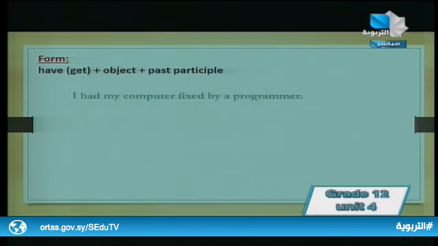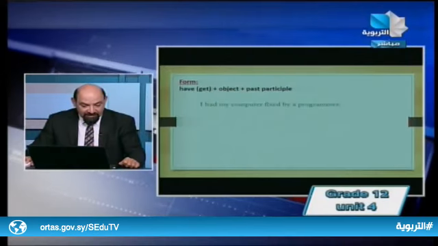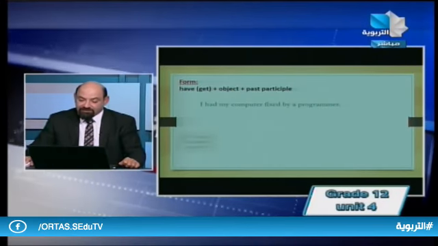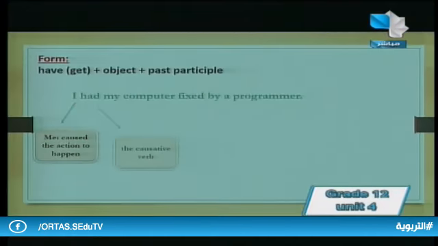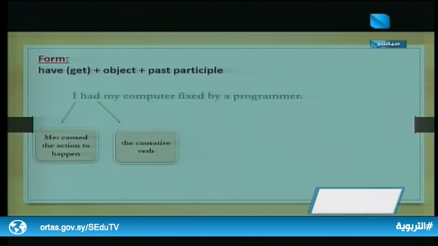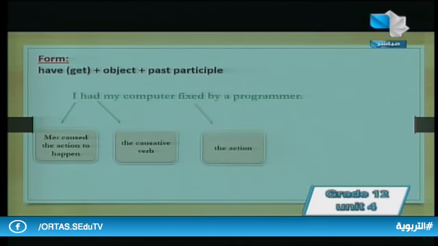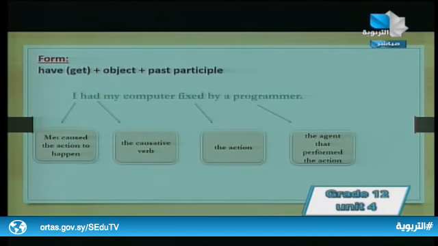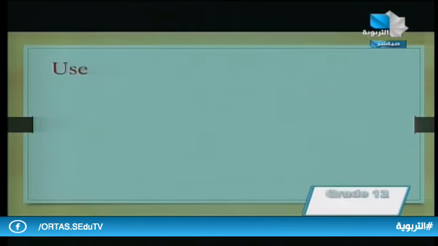Now, the one who caused the action to happen, which is I had. It's have in the past because it's the main verb here. The verb have or get is the main verb, and it can be in any tense: present simple, continuous, perfect, etc. And the object, which is my computer, and finally fixed, verb 3 or past participle, and the rest of the sentence.